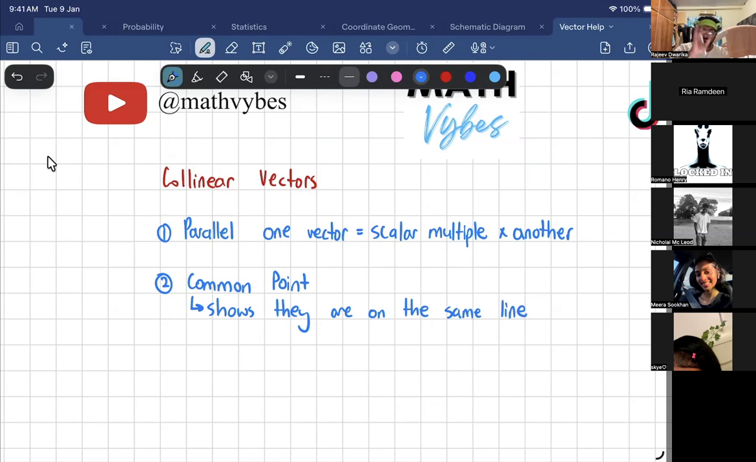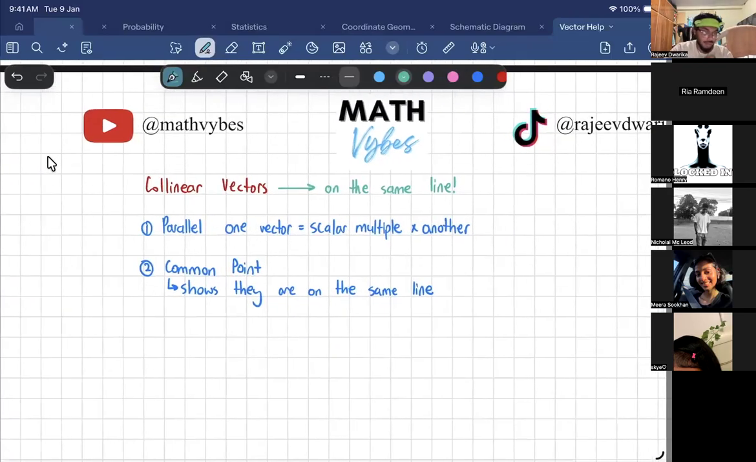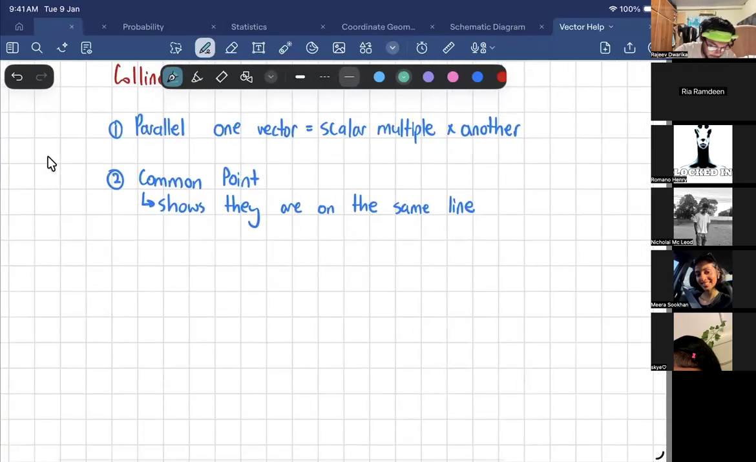So again, collinear vectors, guys, it's so uncomplicated. All it means is I have two vectors on the same line, like on top of each other, on the same line. Cool. So let me give you some examples.